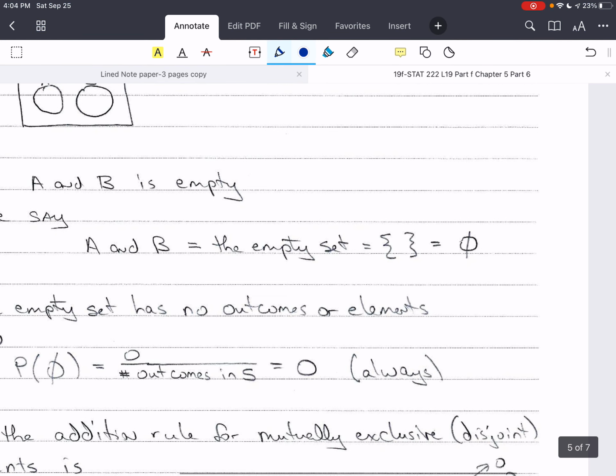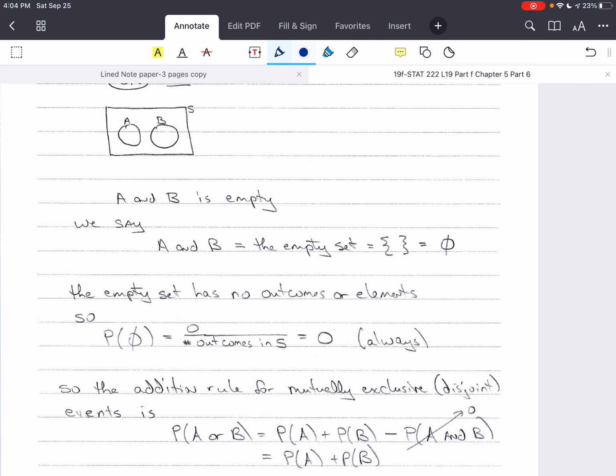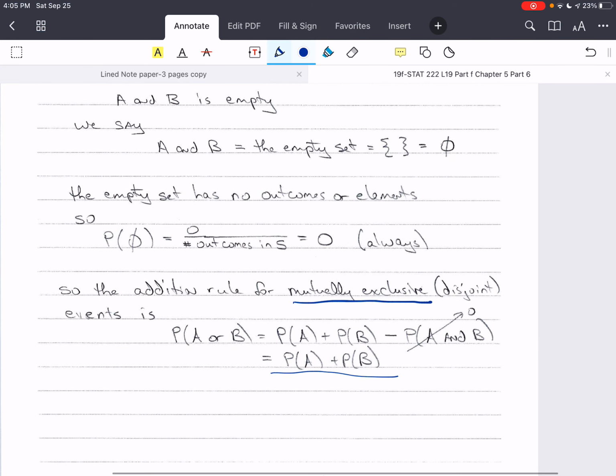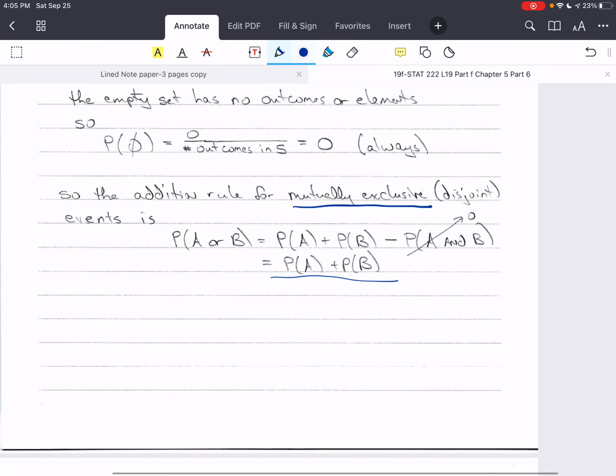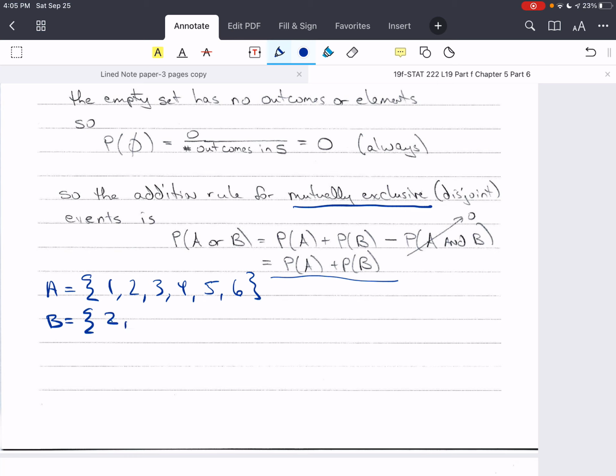And I've explained all that through here. Okay. So the addition rule for mutually exclusive or disjoint events is simply the sum of the events. Now, before we get to that, let's do a simple example. Let's say that A is equal to 1, 2, 3, 4, 5, and 6. It's the set of those 6 numbers. And let's say that B is the set 2, 4, 6, 8, and 10. Okay?